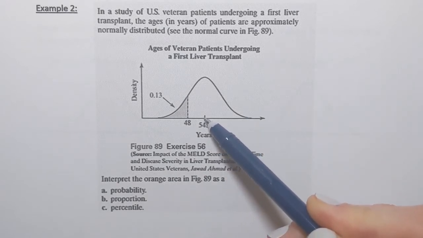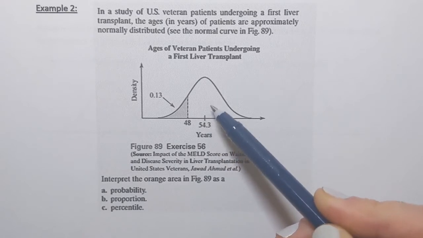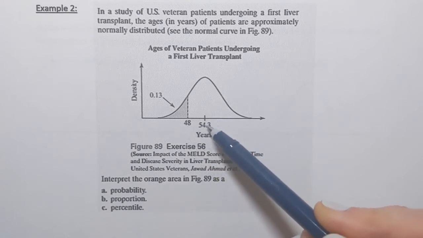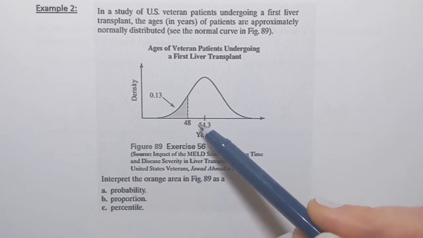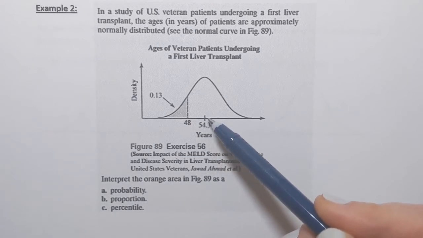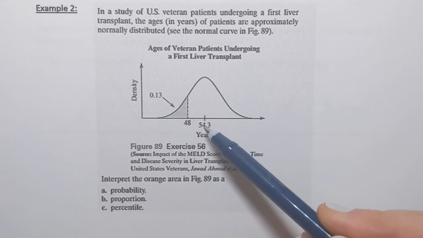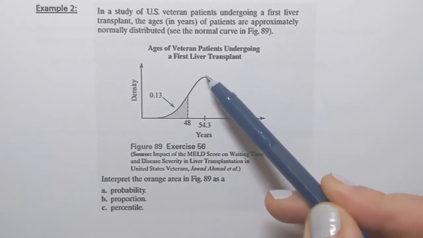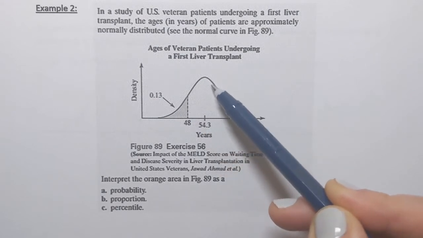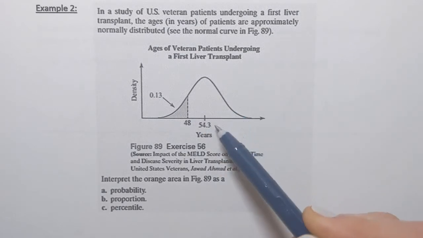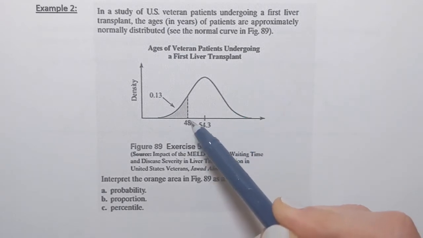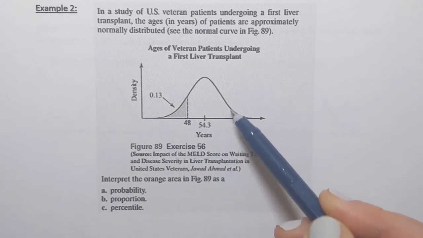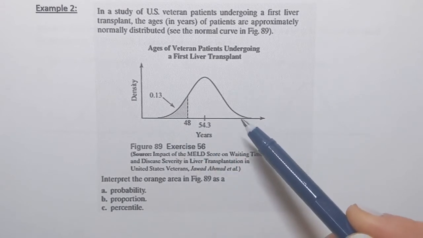54.3. As you can see, it's right in the middle, so it represents the mean, right? So it means that most US veteran patients undergoing a first liver transplant are close to this age, 54.3. That's why we have the highest part of the normal curve over here. But then there are some patients that are older, and there are some patients that are younger, right? Though there are fewer patients like that.